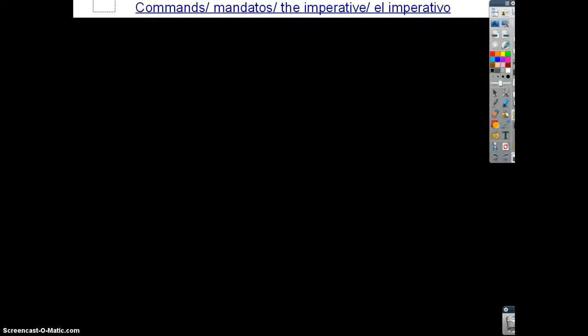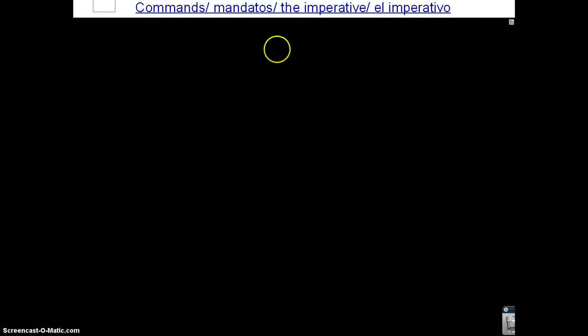Hola clase, aquí están sus apuntes sobre mandatos, commands, the imperative, el imperativo, all refer to the same thing. How do we form commands? Well, we pretty much form them exactly the same way as we form the present subjunctive for all subjects. Of course, you know there are going to be a few exceptions to that, but pretty much otherwise you just drop the O, opposite ending.